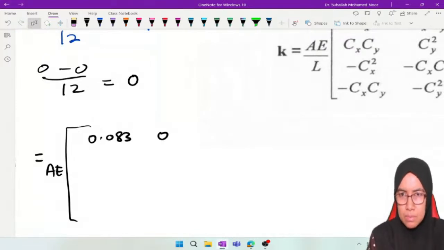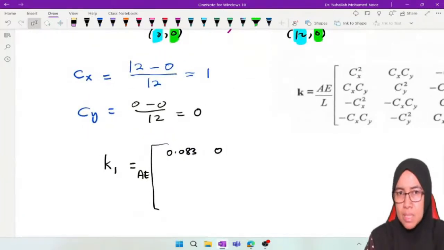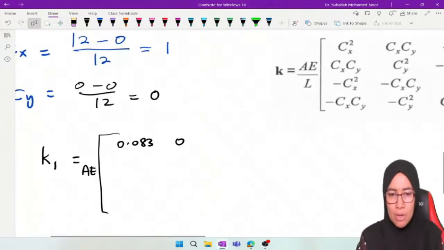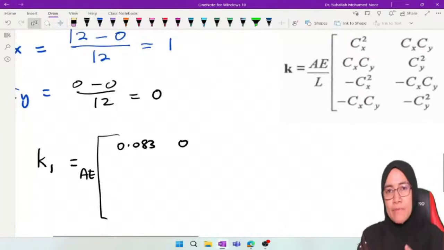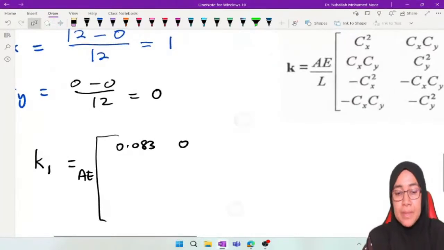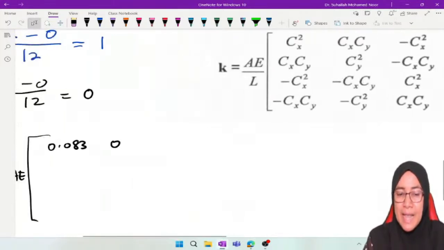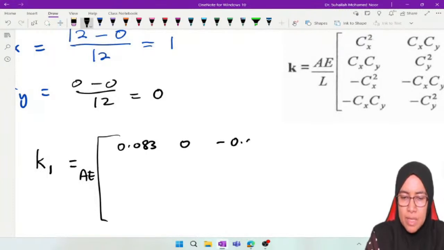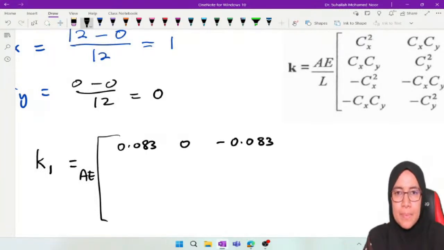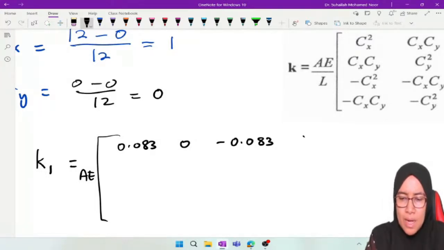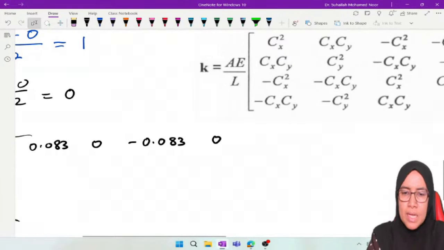There are so many zero values whenever the member is horizontal or whenever the member is vertical. We will get all values without zero whenever the member is an inclined member. And then negative CX square, which means negative 0.083. Okay, and the next one is 0. Next value, focus on this.